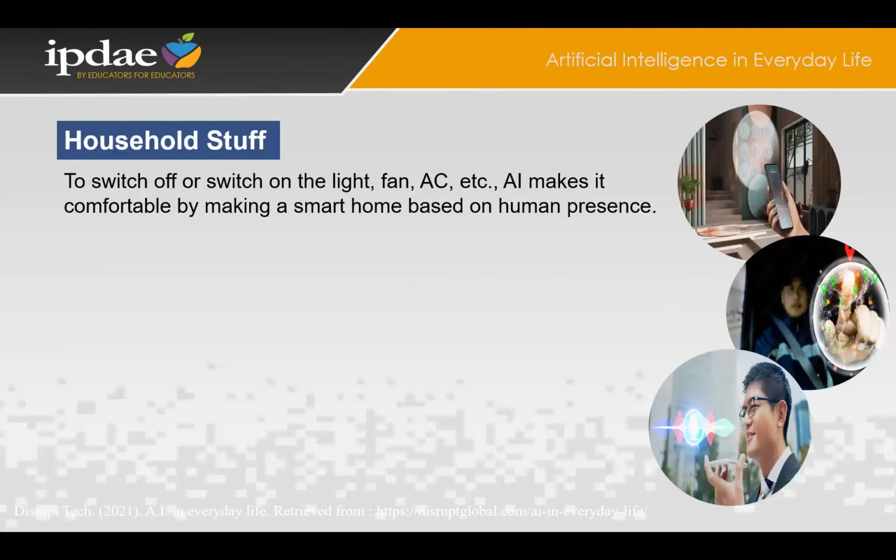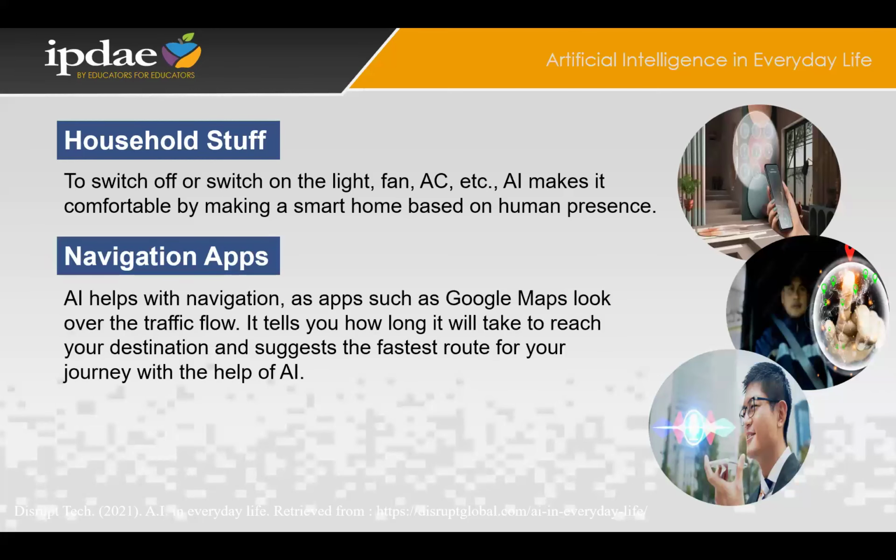Another place where you can see a lot of AI is in our household, when some of your fans or your air conditioning thermostat are being controlled by Google Nest, or when your home is being controlled by Alexa or Alexa Home. A lot of that stuff is already operating on AI.